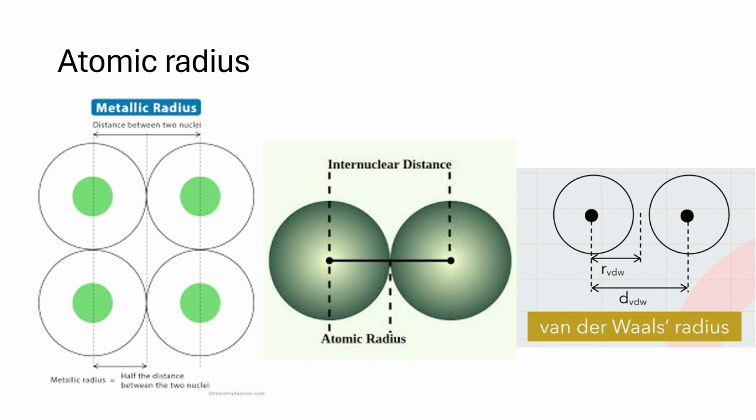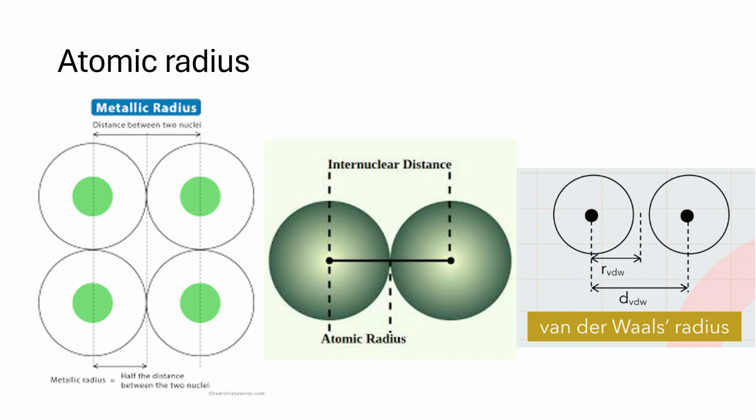The difference between the three is that atomic radius, more precisely covalent atomic radius for nonmetals, is defined as half the distance between two identical atoms held together by a covalent bond. Metallic radius: metals don't form directional covalent bonds. Instead, they create a lattice with delocalized electrons. Here you take half the distance between the nuclei of two adjacent metal atoms in the metallic lattice. This distance is usually longer than a covalent bond because metallic bonding is weaker per bond.